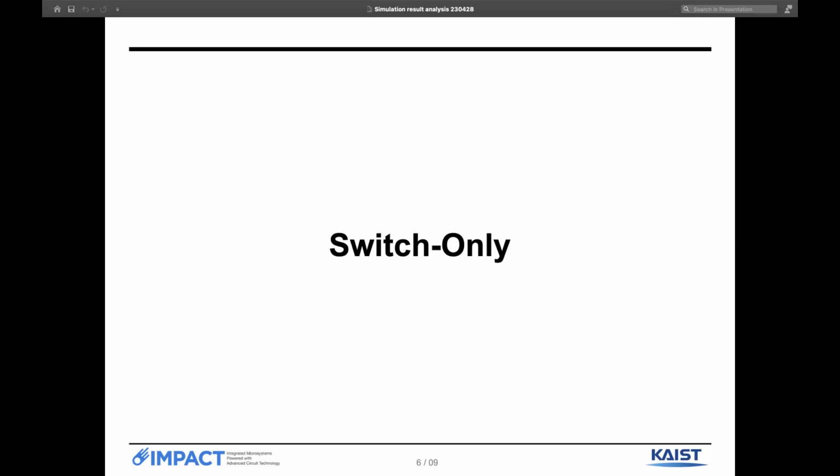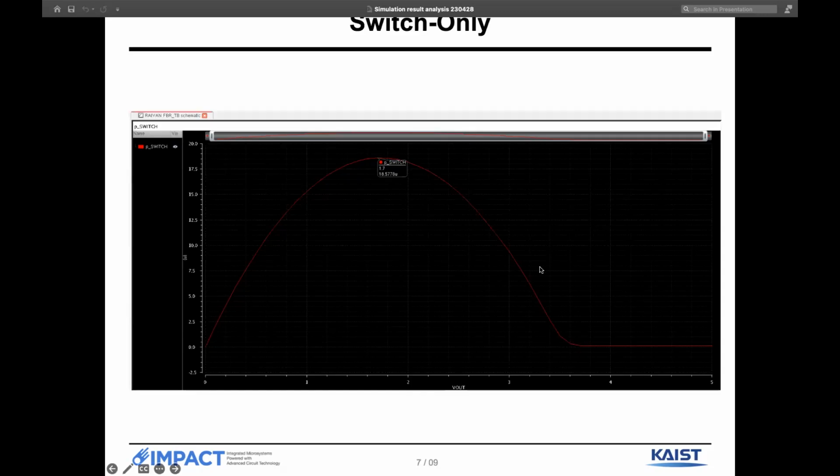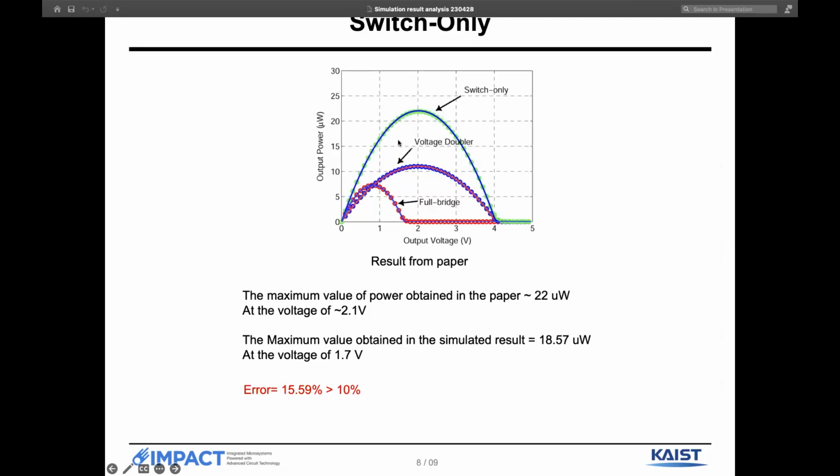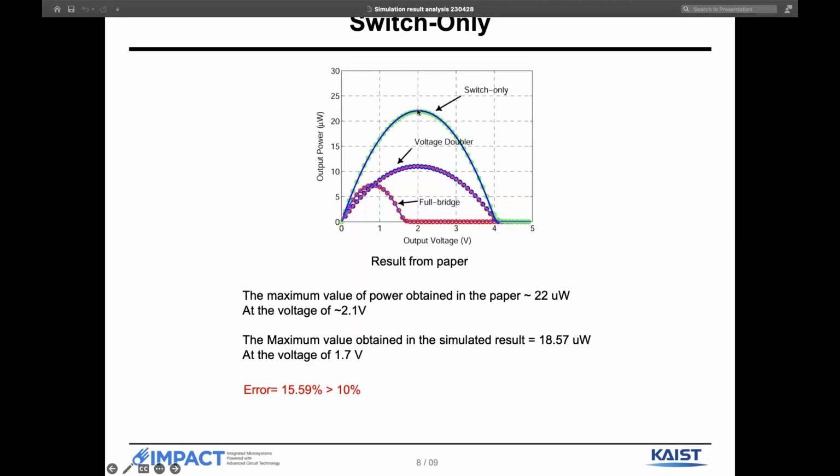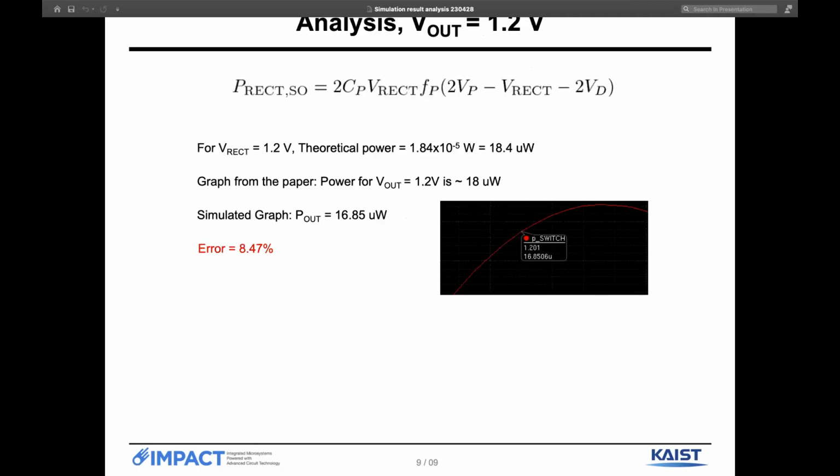For the switch only rectifier, this is the graph we obtained, and this is the theoretical graph for the switch only rectifier. As you can see here, the peak is at 1.7 volts and the peak is 18.57 microwatts, while for the theoretical result, the peak is at 2 volts and the peak is like 22 microwatts. So there is a difference here of about 15.59%, which is greater than 10%. So that's a matter of concern.